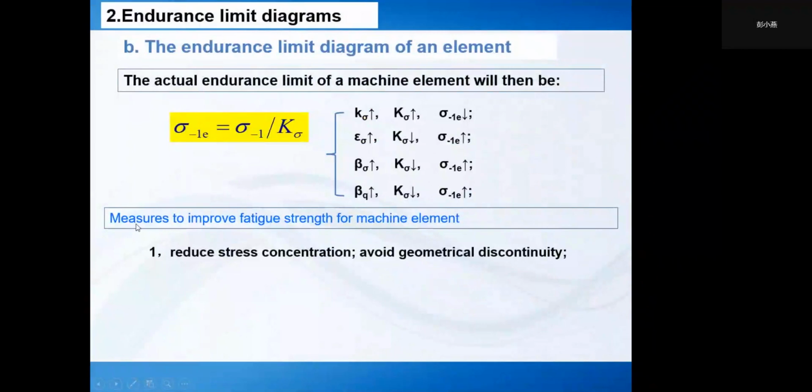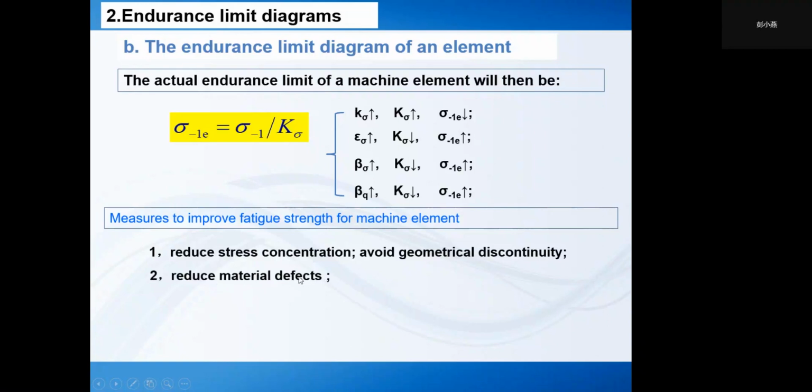And then the measures to improve vertical strength for meshing element, we have 1, reduce stress concentration. Reduce stress concentration is to reduce the concentration factor, okay? And then reduce material defects.